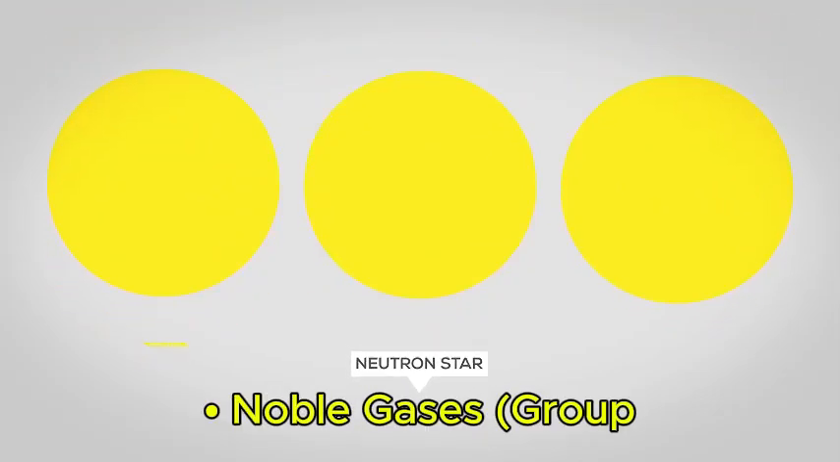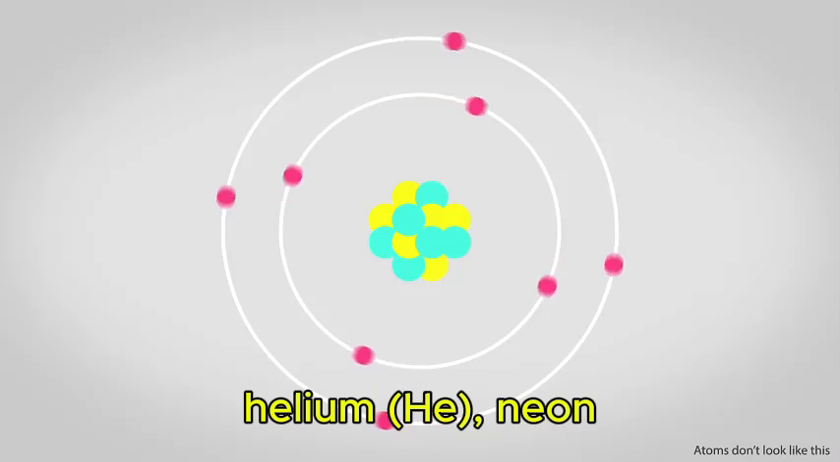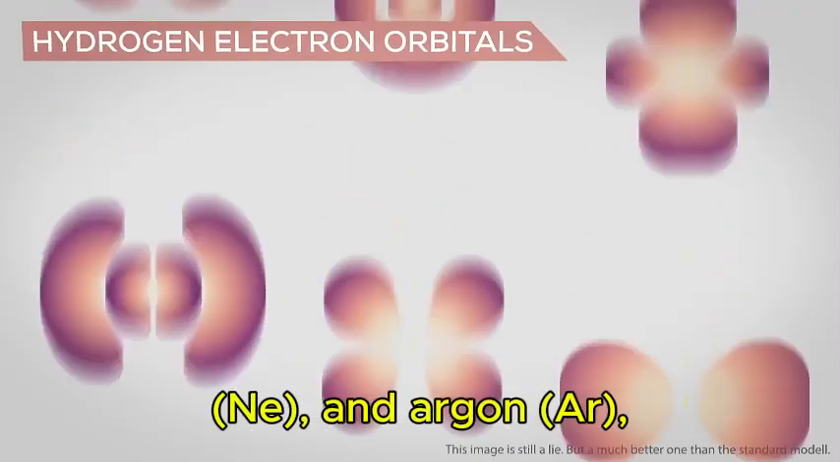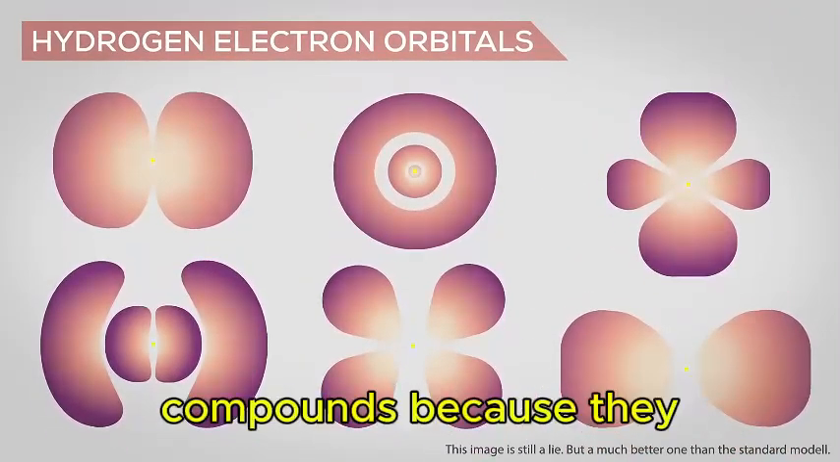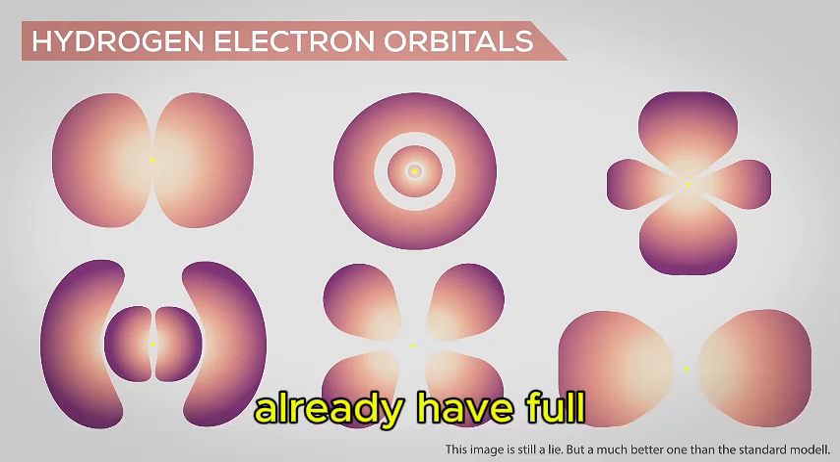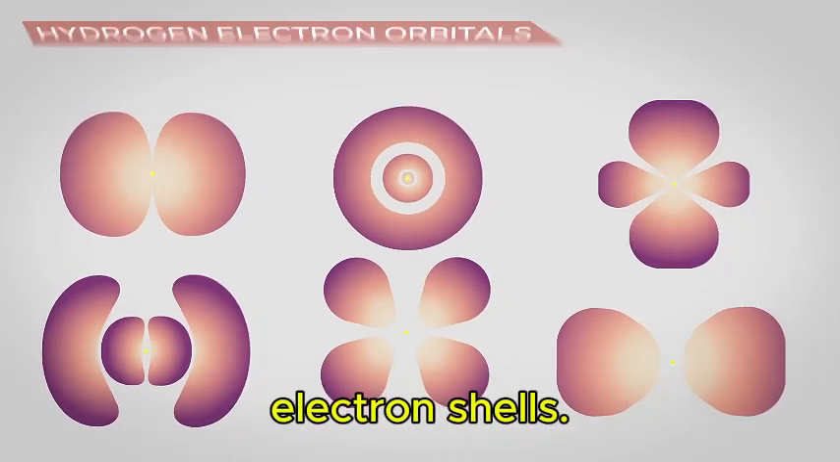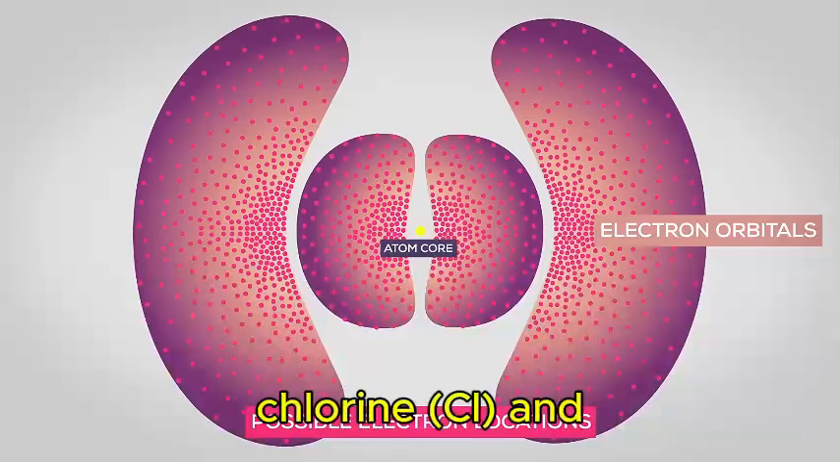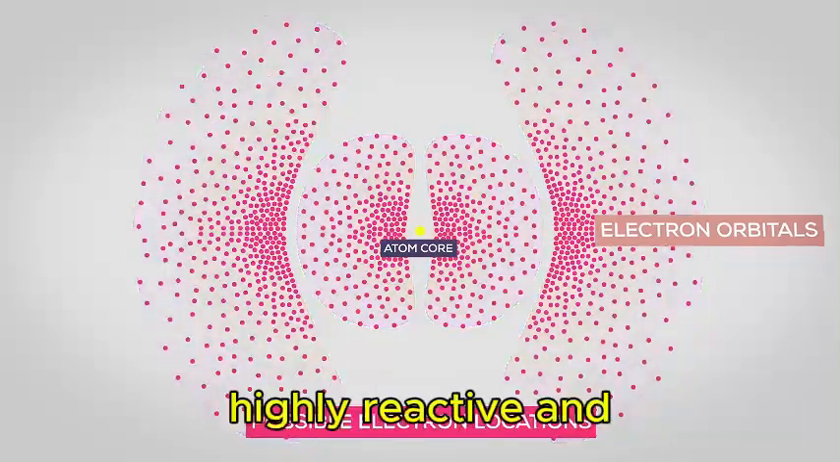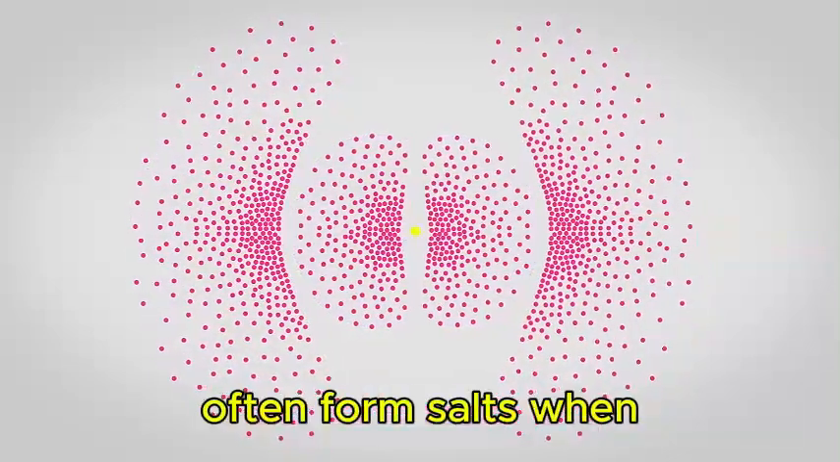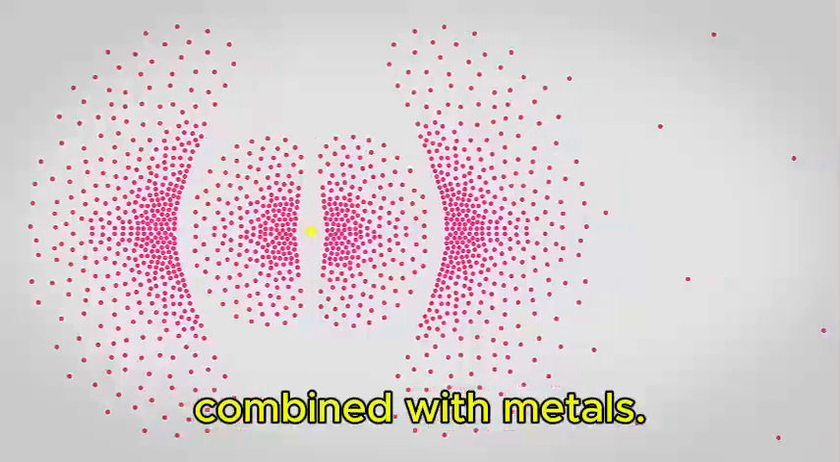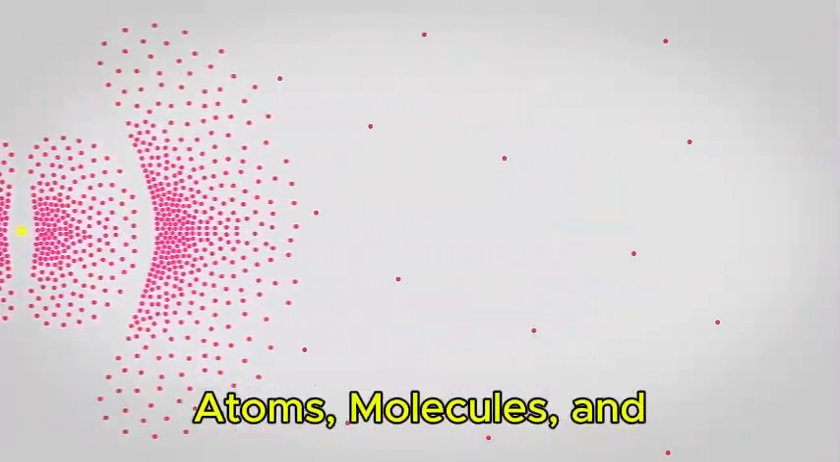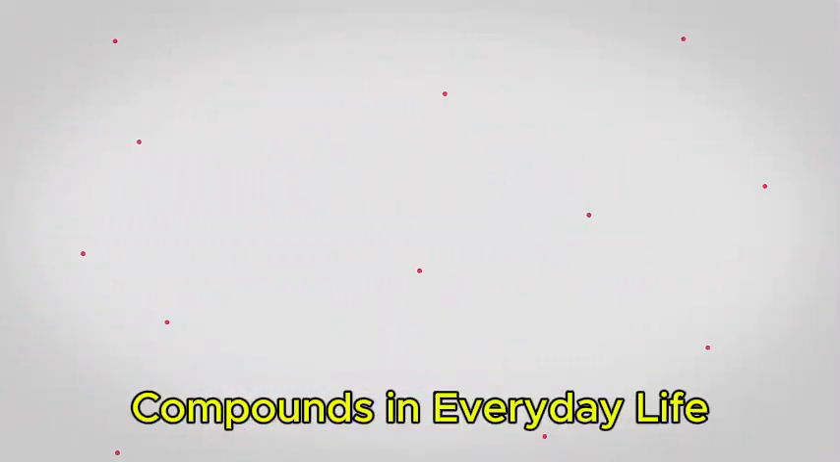Noble gases, group 18. These gases, like helium (He), neon (Ne), and argon (Ar), don't easily form compounds because they already have full electron shells. Halogens, group 17. These elements, like chlorine (Cl) and fluorine (F), are highly reactive and often form salts when combined with metals. Chapter 11. The role of atoms, molecules, and compounds in everyday life.